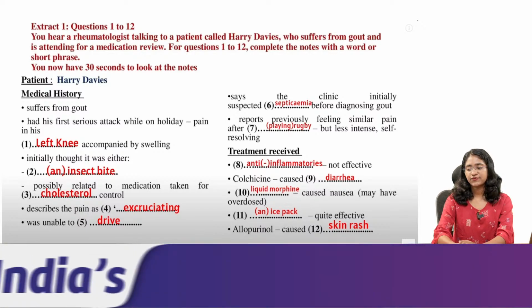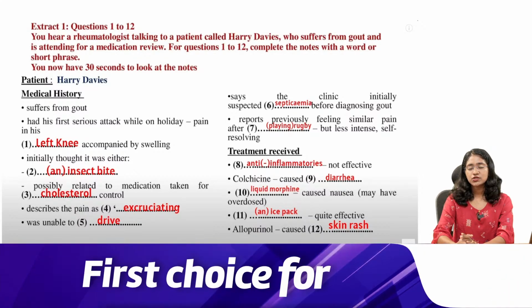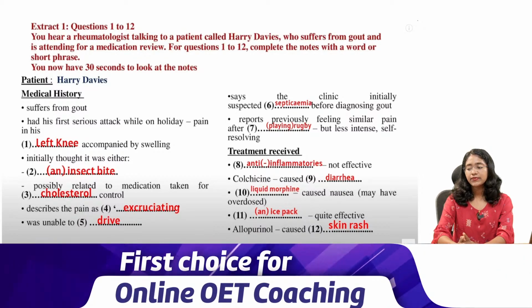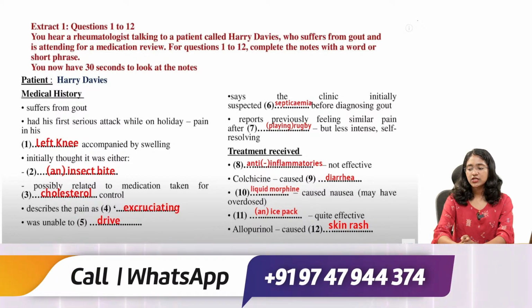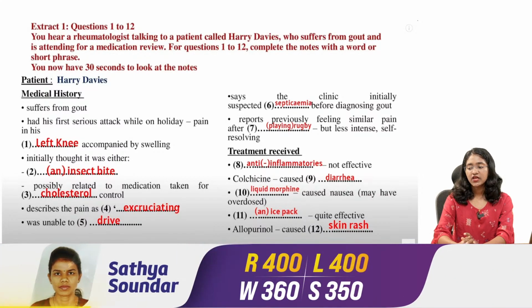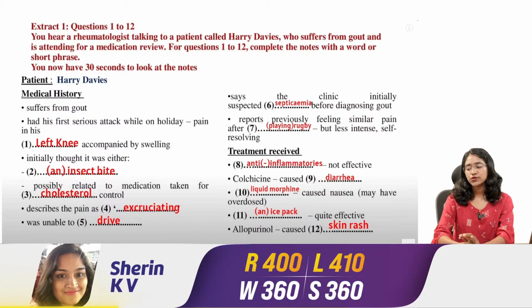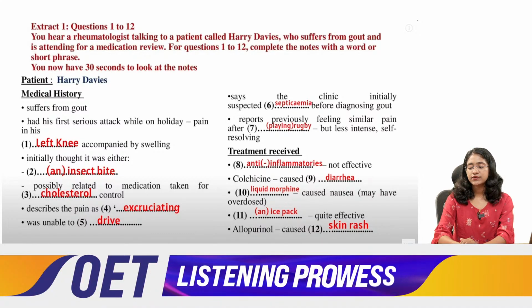Anti-inflammatory is not effective. Colchicine caused diarrhea. Diarrhea has another spelling too. I'll show the alternative spelling in the next slide. So 9th question's answer is diarrhea. 10th question, liquid morphine caused nausea or may have overdosed. So liquid morphine is the answer. 11th one, an ice pack. If you write an ice pack, your answer is right. If you simply write ice pack, then also your answer is right. Ice pack, quite effective. Allopurinol caused, 12th question, answer is skin rash.